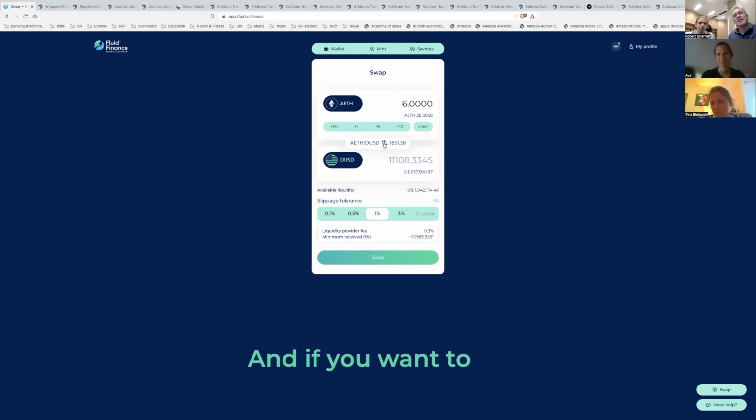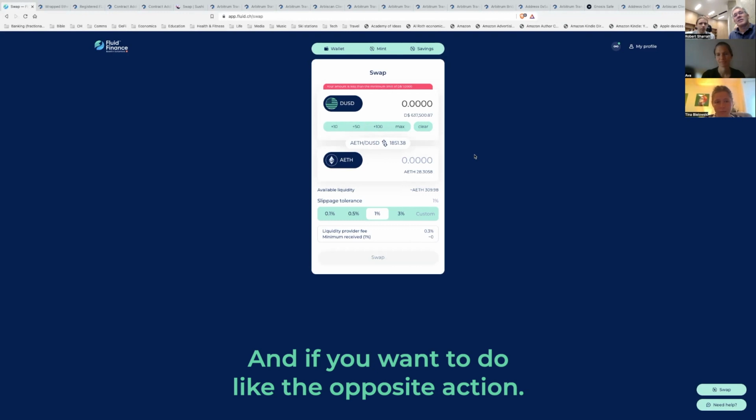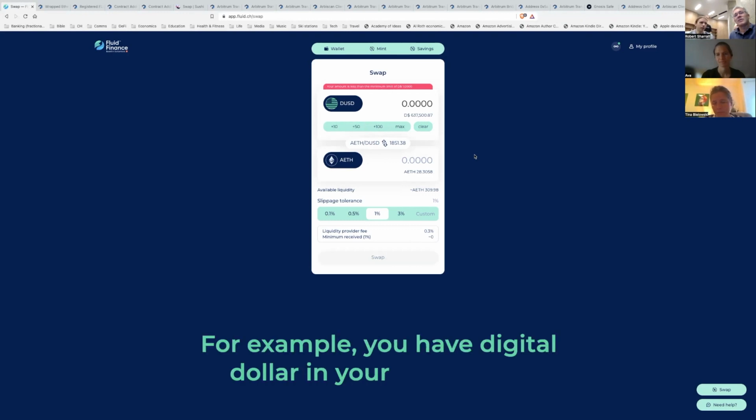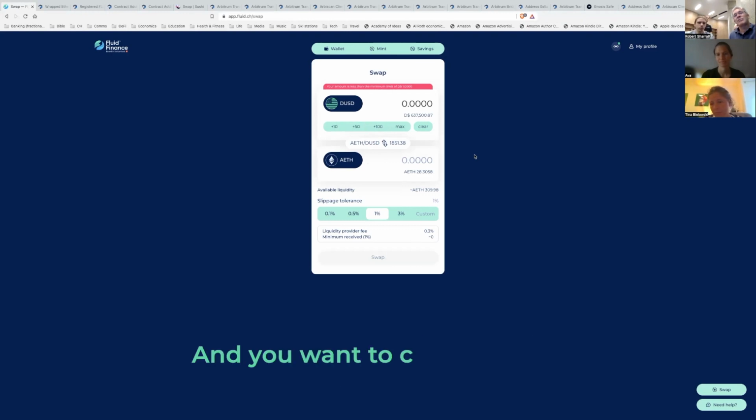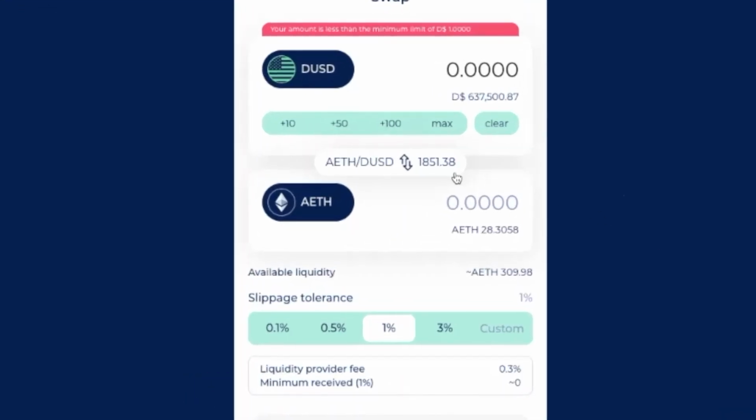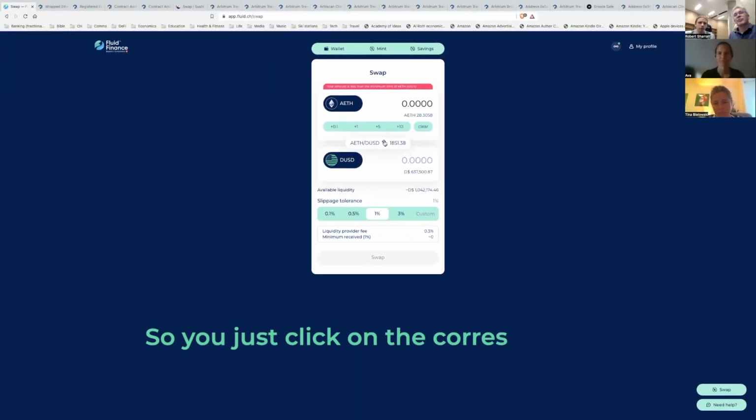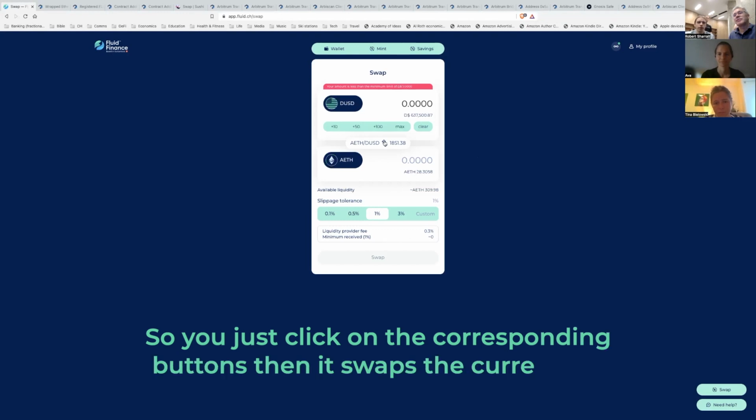And if you want to do the opposite action, for example, you have digital dollar in your MetaMask, and you want to convert them to Ethereum or Bitcoin Ethereum, you can do that also via that page. So you just click on the corresponding button and it swaps the currencies.